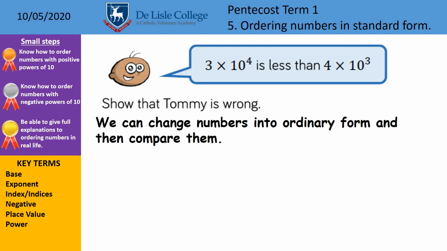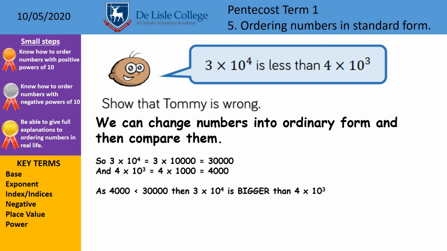Well, Tommy is wrong, and possibly the easiest way is to change them into ordinary form and then compare them. So 3 times 10 to the power of 4 is 3 times 10,000, or 30,000. 4 times 10 to the power of 3 is 4 times 1,000, which is 4,000. We know that 4,000 is less than 30,000, so therefore 3 times 10 to the power of 4 is bigger than 4 times 10 to the power of 3, which means Tommy is wrong. Just a little reminder, don't forget to write that you know, therefore, that Tommy's wrong. Okay?